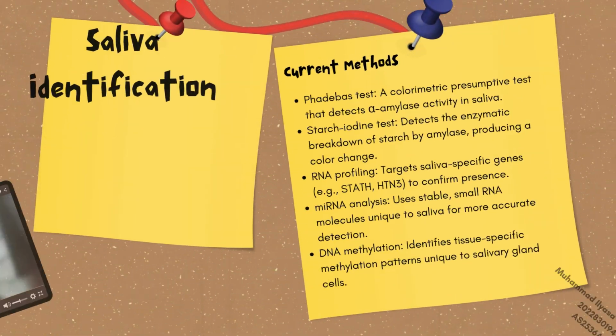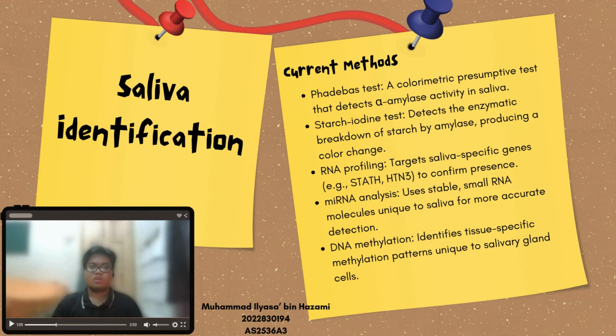One of the most used tests is the Phadebas-based test, which reacts to the enzyme amylase. This enzyme is highly concentrated in saliva and causes a color change when detected. Similarly, the starch iodine test shows a color shift when amylase breaks down starch, providing a quick way to screen for saliva. However, both are presumptive tests, meaning they are not specific enough to confirm saliva on their own.